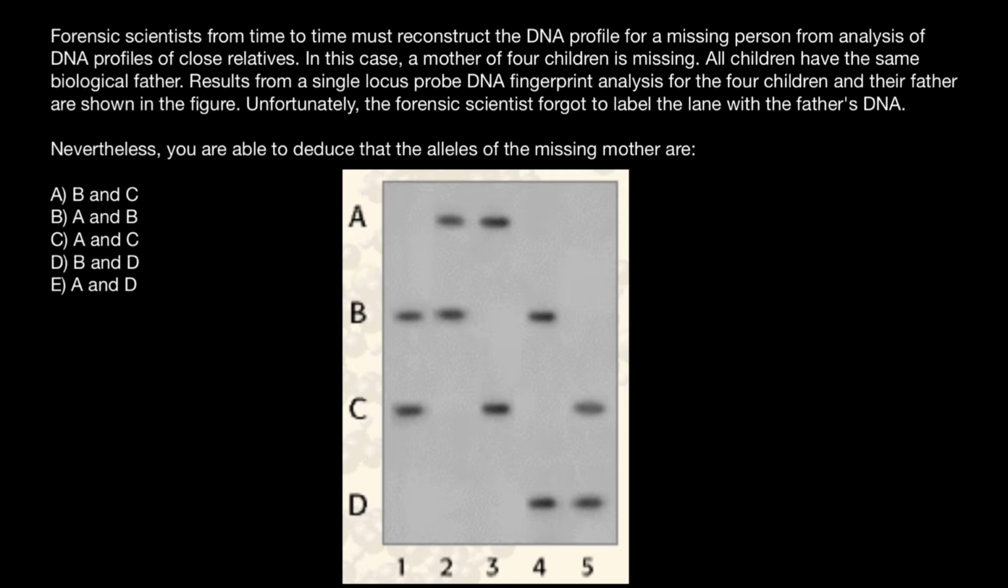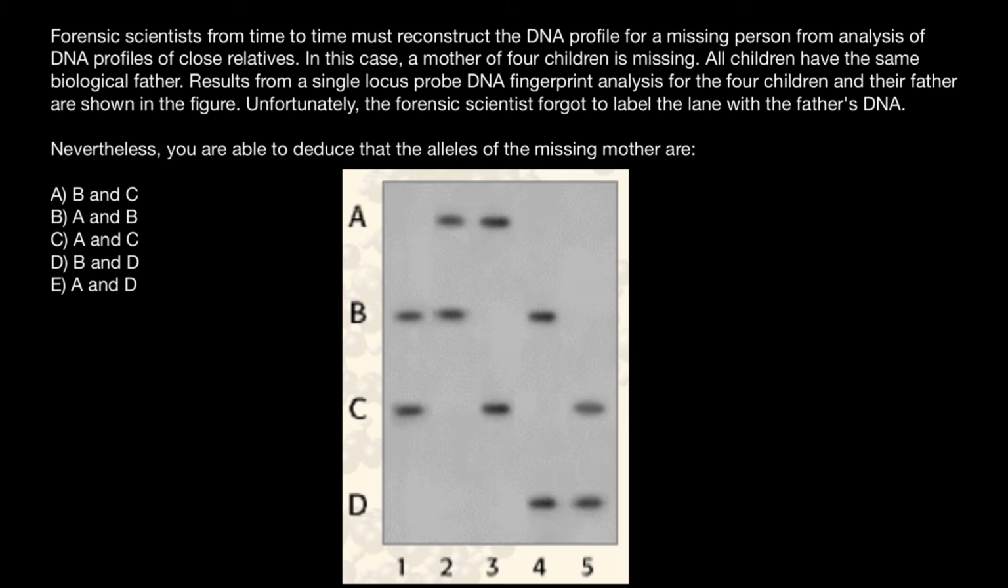Today's problem is: forensic scientists from time to time must reconstruct the DNA profile for a missing person from analysis of the DNA profiles of close relatives. In this case, a mother of 4 children is missing. All children have the same biological father. Results from a single locus probe DNA fingerprint analysis for the 4 children and their father are shown in the figure. Unfortunately, the forensic scientists forgot to label the lane with the father's DNA.